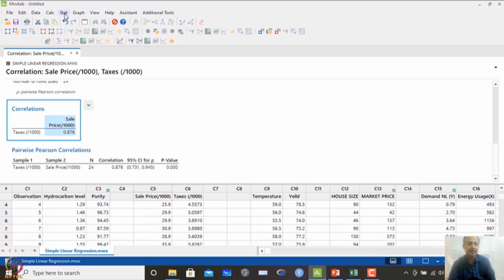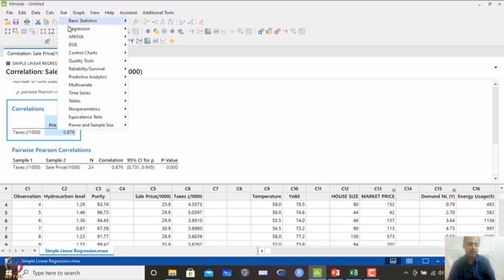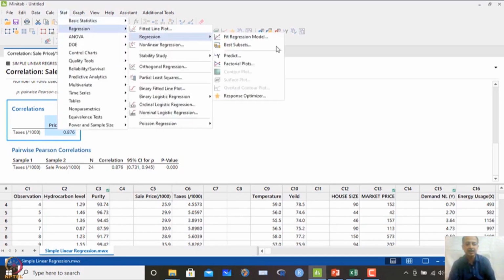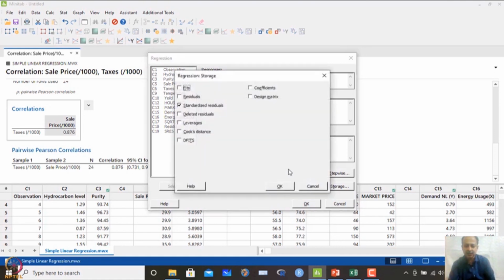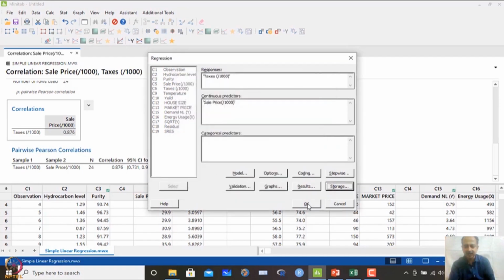Now, everything is fine. So, I want to predict the equation. So, I will go to regression, fit regression models, and instead of purity we will change this one to tax, and instead of continuous variable I will use sales price over here. I can store the residual again, standardized residual, and I click, that will be saved at the end. And then I will click on the graph.